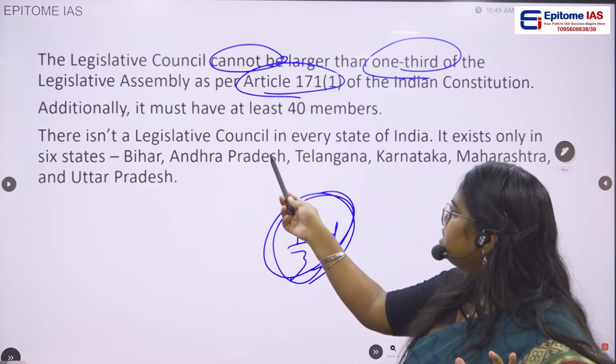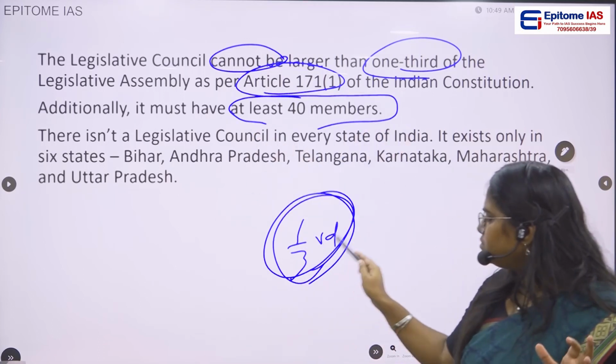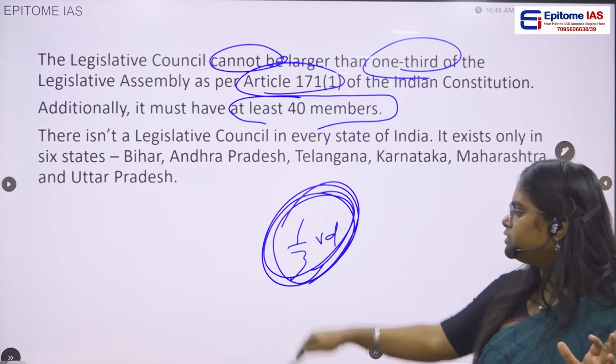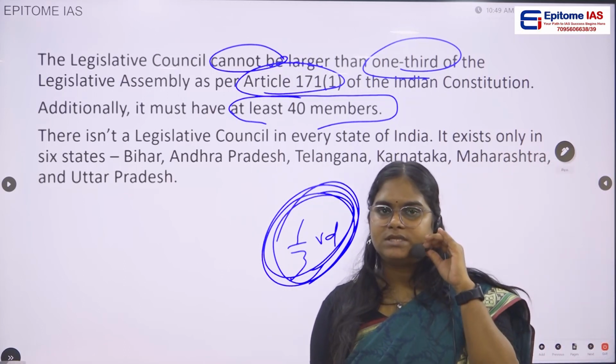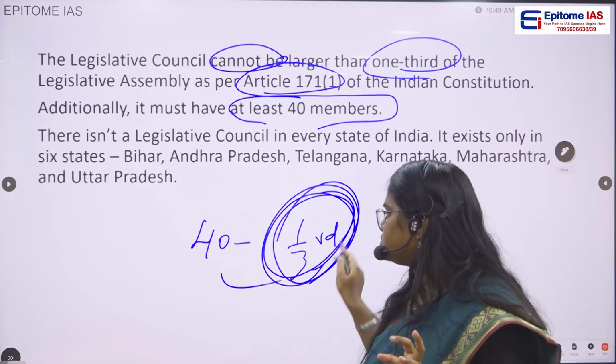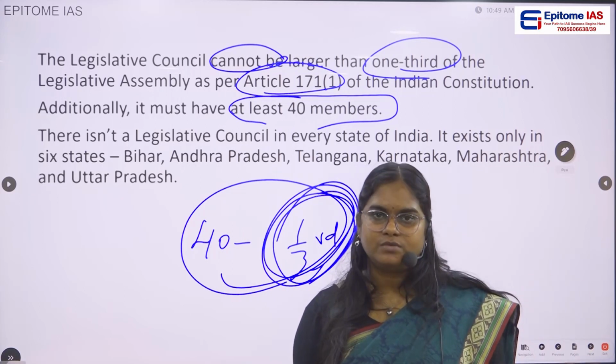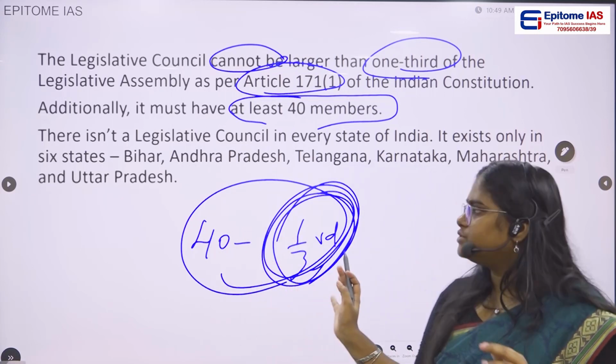Additionally, it must have at least 40 members. So maximum it can have one third of the total members of the legislative assembly, and minimum it should have 40 members. So this is the condition given on the strength of the legislative councils by the Constitution of India.